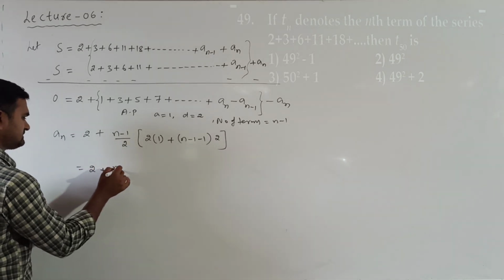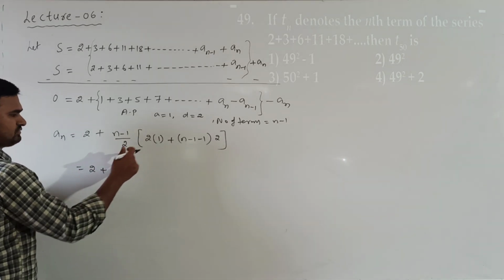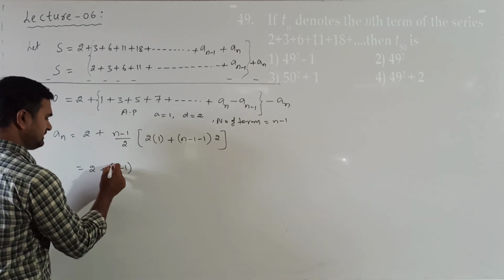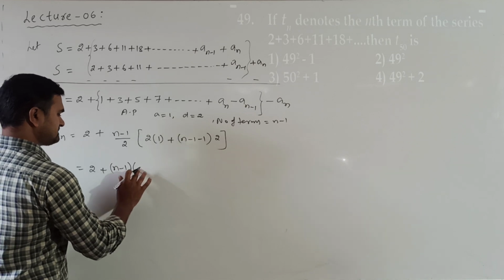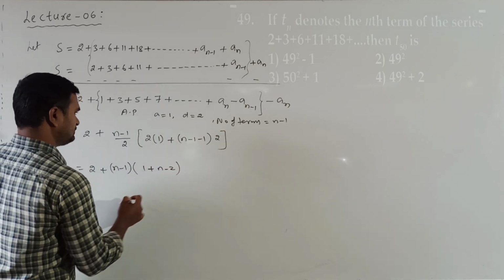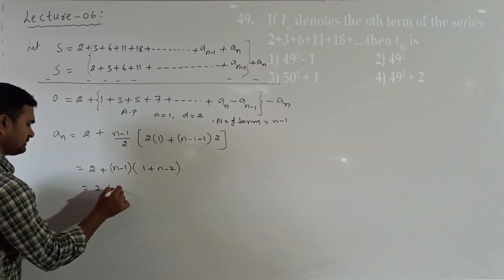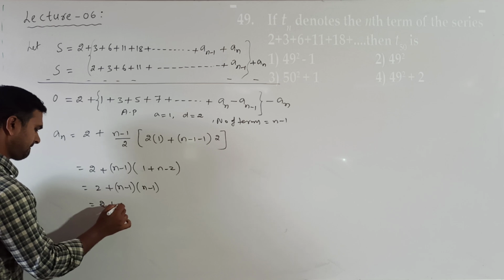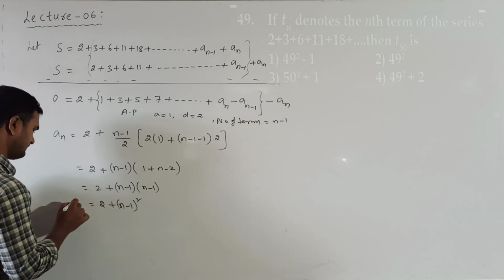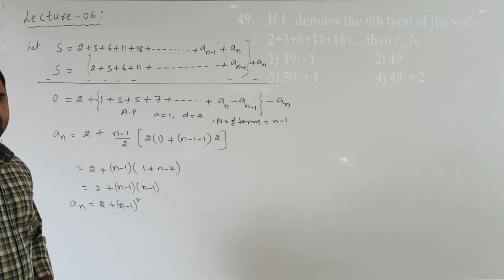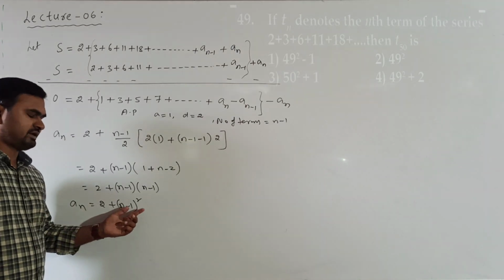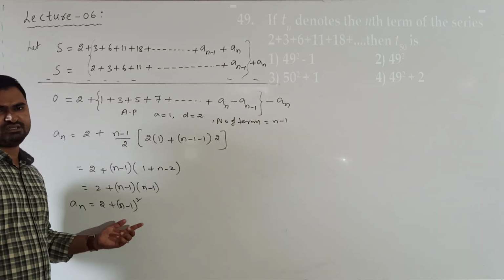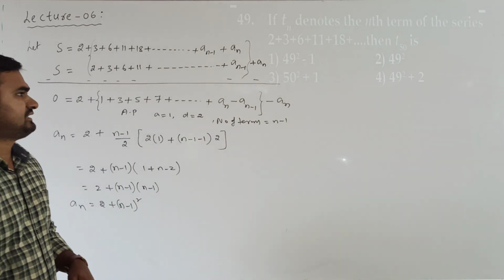So it is 2 plus n minus 1 by 2, 2 we can take common and cancel. So n minus 1 into 1 plus n minus 2. So 2 plus n minus 1 into n minus 1. So the required nth term an is 2 plus n minus 1 whole square. Now using this an, that is the nth term, we can find any term which is required.